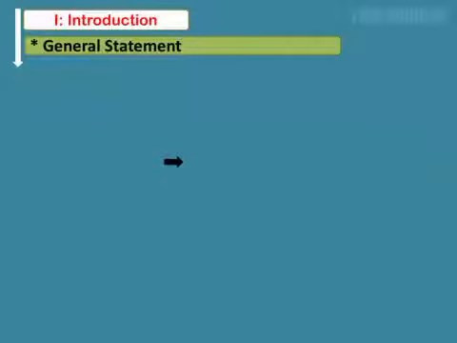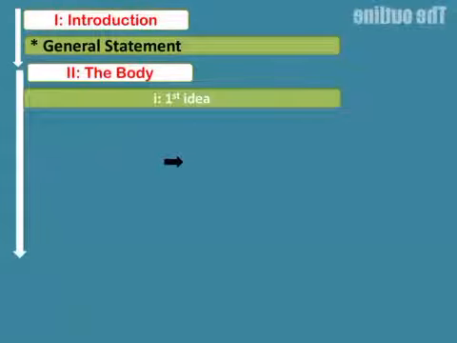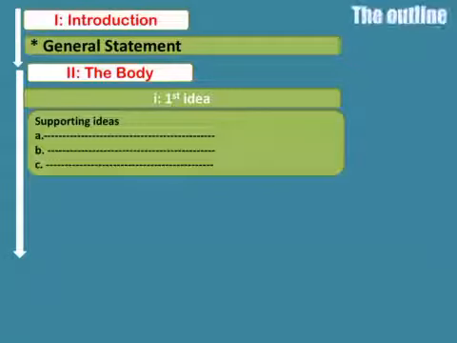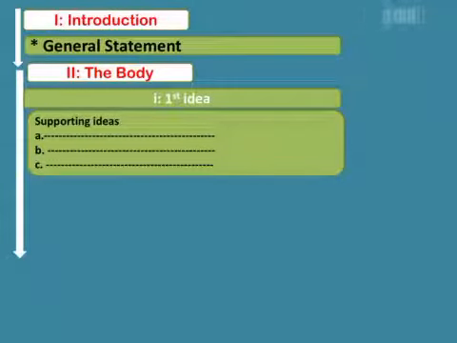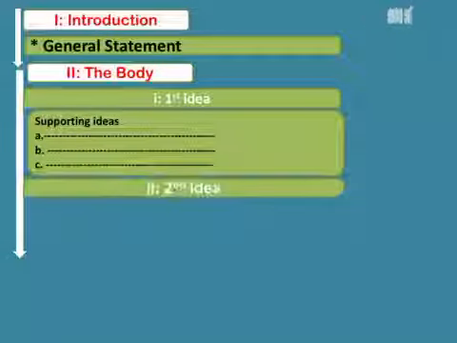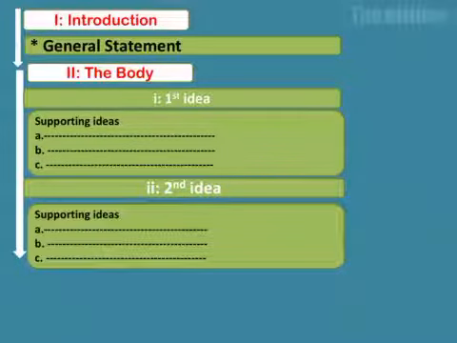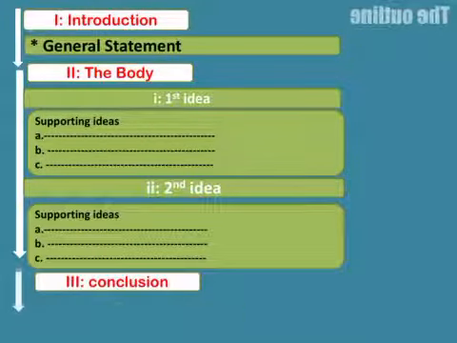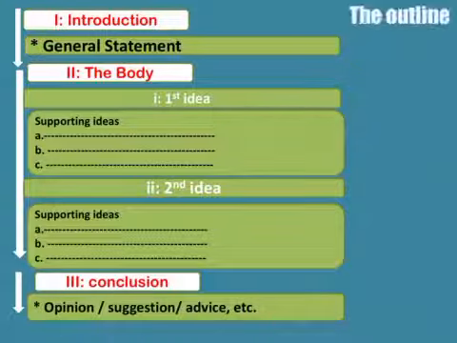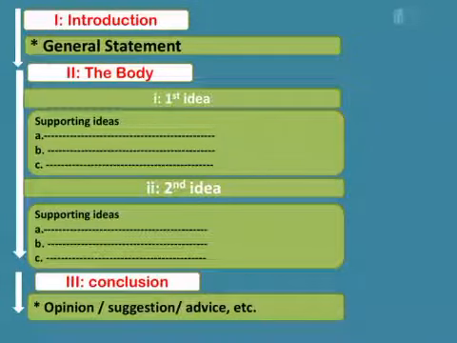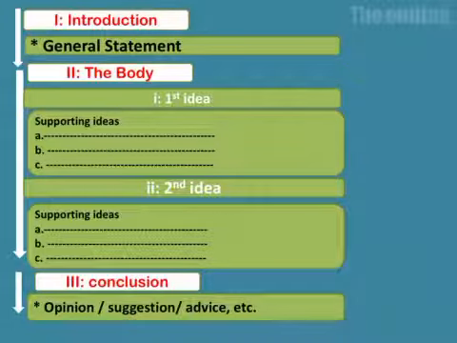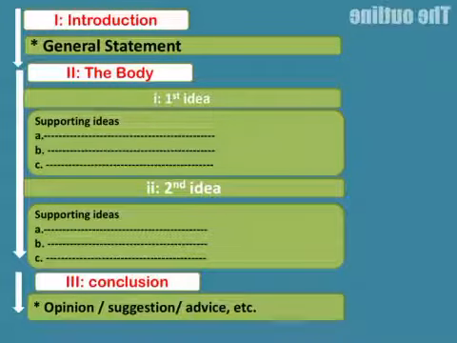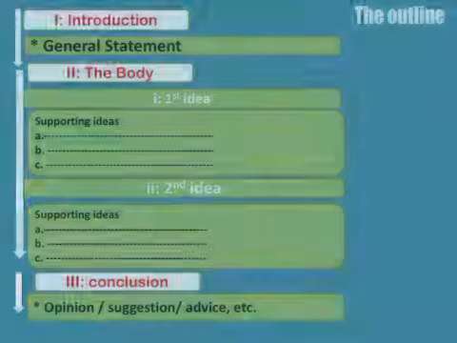If I want to write the outline, it is divided like this. The introduction, it should be a general statement, and then for the body, we have the first idea. You have supporting ideas, which should be parallel to each other, and then we have the second idea, supporting ideas. Then we have the conclusion, and in the conclusion, you can write your opinion, suggestion, advice, a summary, as you like to end or to conclude your topic.